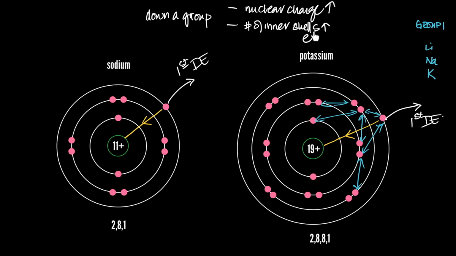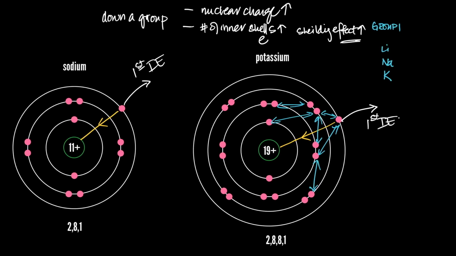So down the group, the number of inner shell electrons is increasing, which means one thing: the shielding effect is increasing. Now, why is that important? Because for atoms down the group, what we have discovered is that as you go down the group, the nuclear charge will increase, but the increase is outweighed or counterbalanced by the increase in shielding effect and distance. Both are increasing because the number of inner shell electrons is increasing. And that's why down the group ionization energy will decrease, and size will increase.